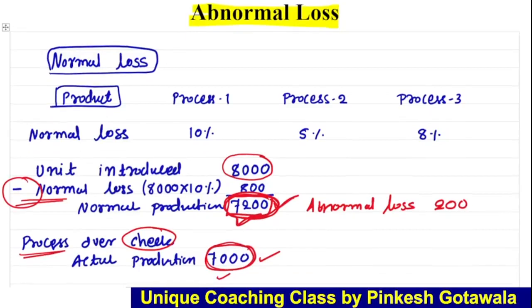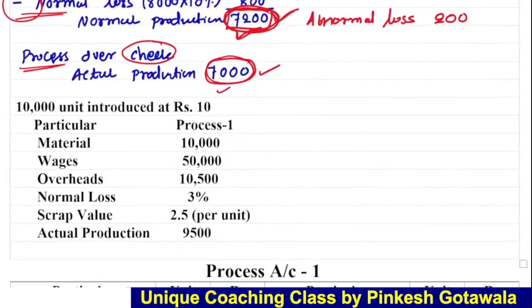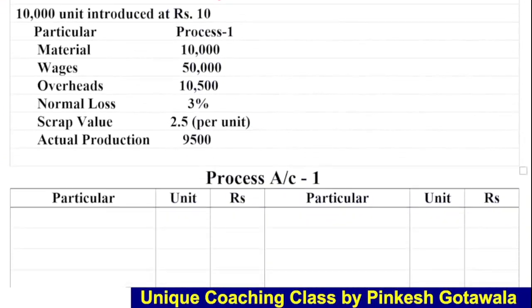Now let's take an example to understand this point, and also understand its effect. Okay, now come to this point. Here 10,000 units introduced at rupees 10. Okay, 10,000 unit introduced કર્યા છે. How many units introduced? 10,000. Okay, in process 1, and the details about process 1 are given: material expense, wages, overheads, normal loss. Okay, 3% normal loss, and scrap value also given, and actual production given is 9,500.